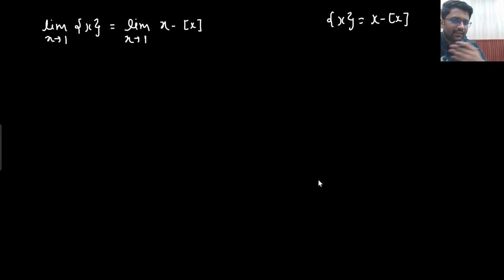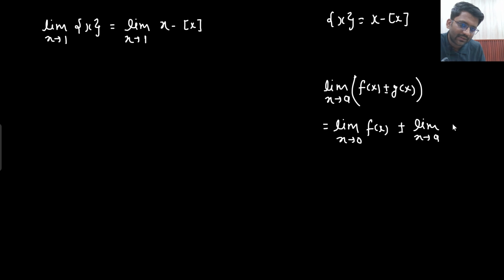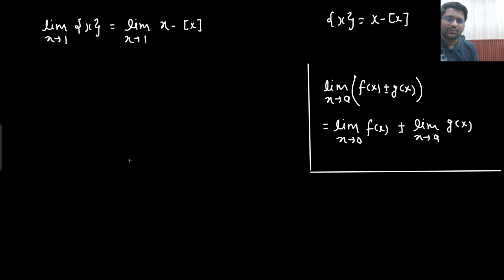So now the limit can be separated. Basically, if I am asking limit x tending to a of f(x) plus or minus g(x), this is the bracket, this is not the fractional part, this is a simple bracket. So this can be separated in this manner: limit x tending to a of f(x) plus or minus limit x tending to a of g(x). Understandable? So similarly here as well, we can separate. So limit x tending to 1 of x minus limit x tending to 1 of the fractional part of x. This is how it can be separated.